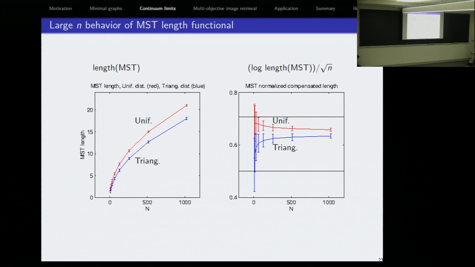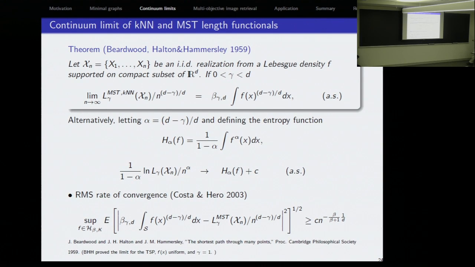If you normalize by root n, you get asymptotes of the uniform and triangular minimal spanning tree length as n gets large. And these asymptotes, in fact, can be characterized exactly, and that was done back in 1959 for the uniform distribution by Beardwood, Halton, and Hammersley in a paper in the Cambridge Philosophical Transactions, where they established that as long as the distribution is continuous, so Lebesgue distribution, there are no atoms or concentrated masses, and if the subset on which the distribution is supported is compact, then the minimal spanning tree will converge at a rate n to the power of (d minus gamma) over d.